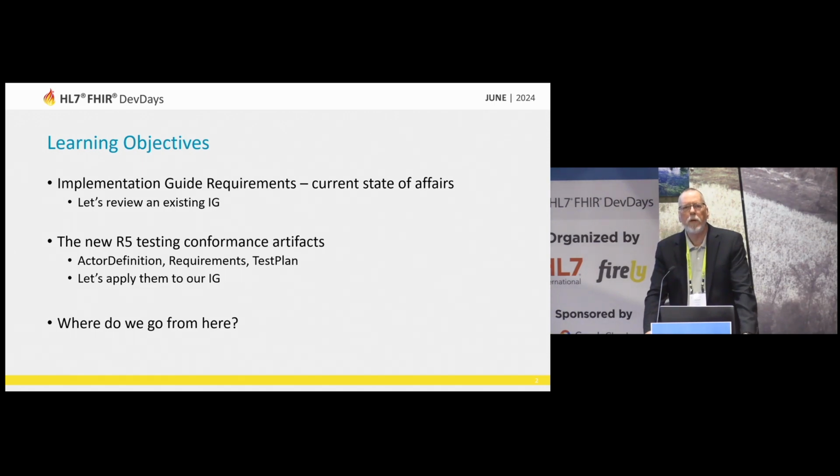So I kind of coined this talk, requirements, where are the requirements? So we have implementation guides out there now. How many do we have out in the wild? Over 700 plus, 1,000, I don't know. It changes every day, right? Well, one of the things we want to take a look at is what is the current state of affairs with requirements definitions within an IG. And with the R5 release, we now actually have some new conformance resources that we can leverage in terms of defining our testing requirements, and we want to look to see how we might be able to apply them to our IGs today. And then, of course, where do we go from here?